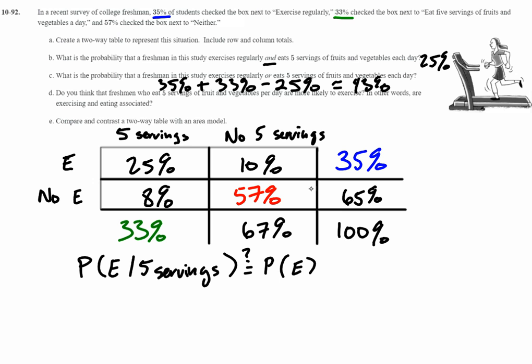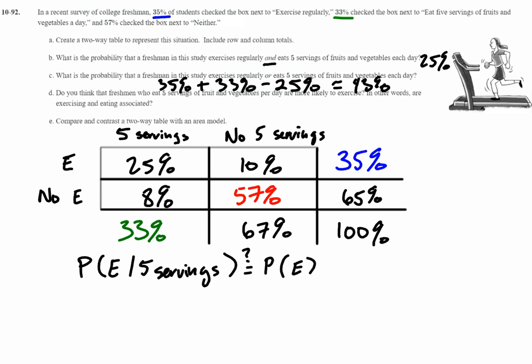And I'd like to highlight in part D as well the order that they asked of this. It says, do you think that freshmen who eat 5 servings of fruits and vegetables per day are more likely to exercise? That means given that they are eating 5 servings a day, does that change the probability? So notice my order here is given they have 5 servings, are they more likely to exercise? So we're saying what's the probability of E given 5 servings.